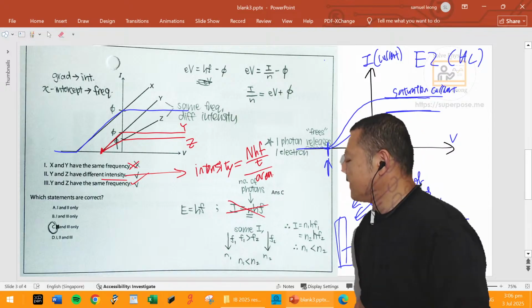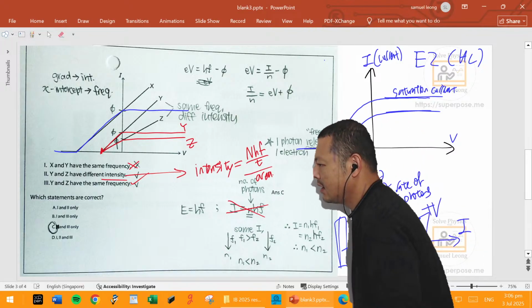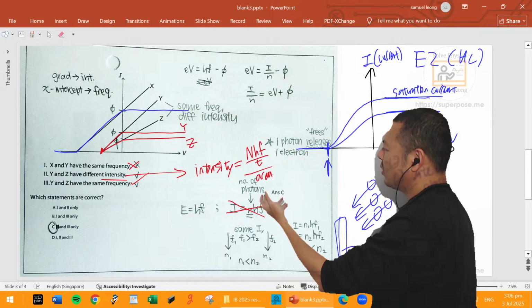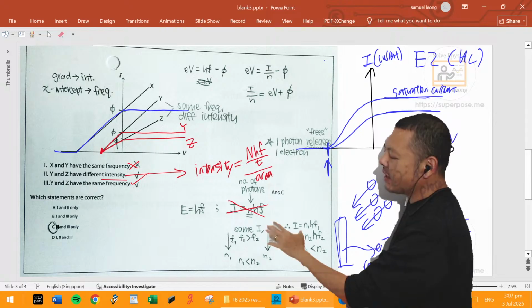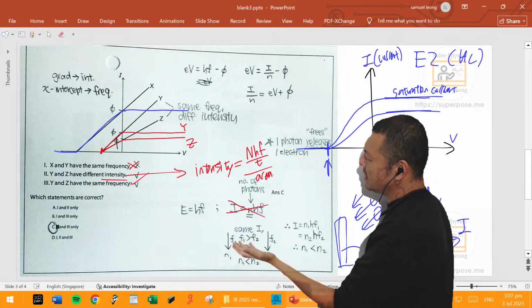What? What kind of nonsense? I just write out the whole thing lah. Aiyo. Okay, big N h f over t, divided by area. Okay, that's okay. I guess that's a bit annoying.